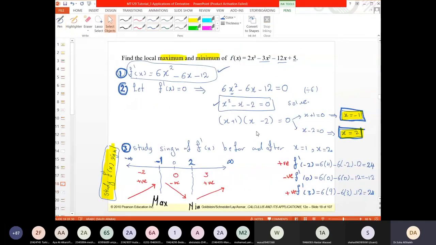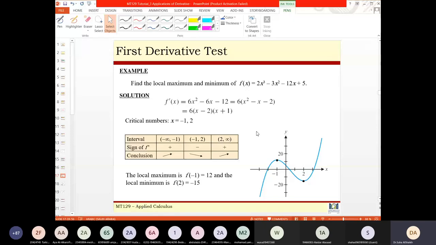Now in the slide, it is solved already. They got the f dash. They simplify it. They didn't show it, and they make it equal to 0 and then they get two points: x is -1 and x is equal to 2. They study the sign of f dash before and after: increasing, decreasing, increasing, which means this is maximum, and this is minimum, which means I have a local maximum and a local minimum at those points.